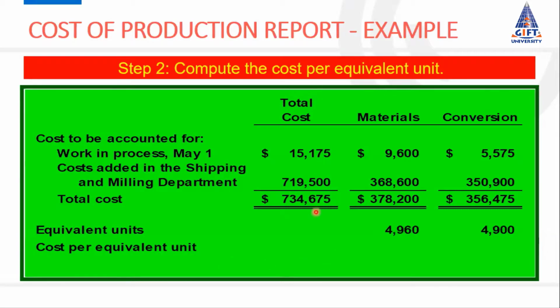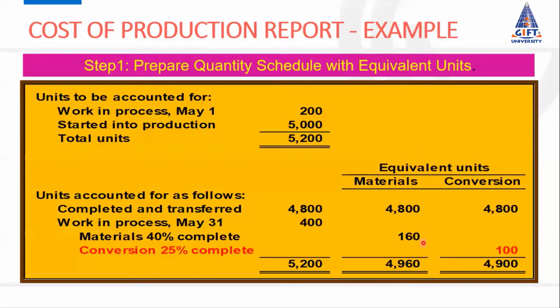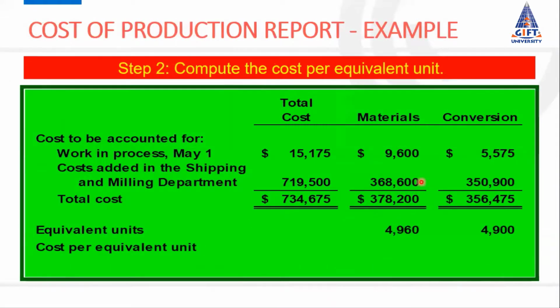So we have three columns, that is total cost, material and conversion. Likewise, you may have three columns: material, labor, FOH. Or four columns: previous department cost, material, labor, FOH. Or three columns: previous department, material, conversion. So different formats can be there, depending on the information given in your question. These are the same columns which were used in our previous table.